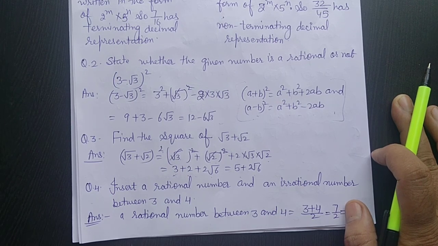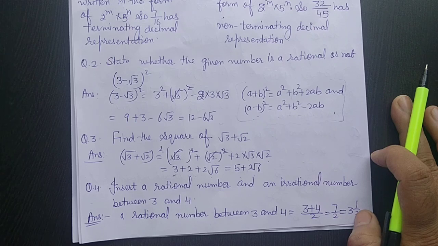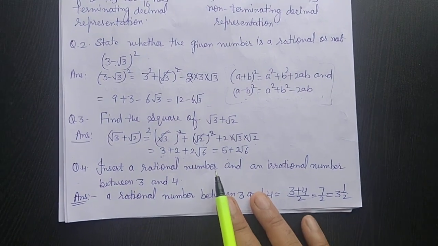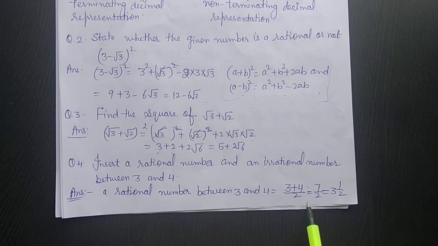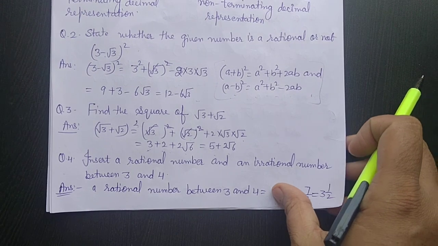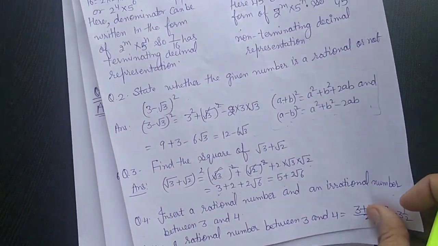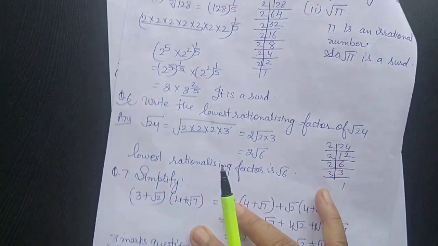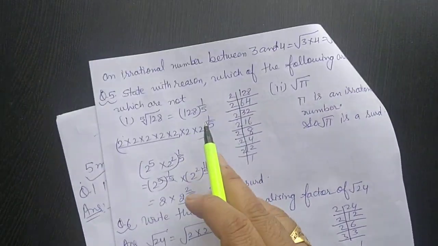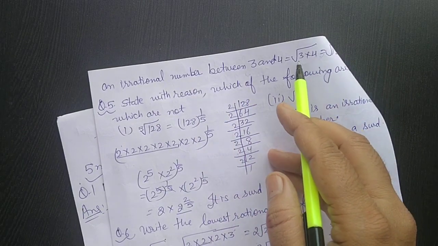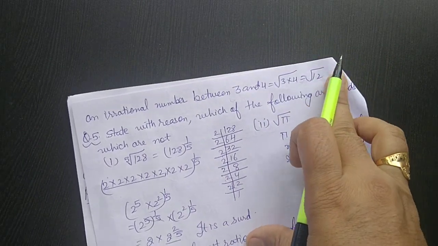The statement can also be changed here. I am just taking the example of 3 and 4. Whenever a question asks you to find a rational number, how will you find it? You just add the 2 numbers and divide by 2. That will give you the rational number. And for an irrational number, you just multiply both numbers and take the square root like this. So the irrational number will be 3 multiplied by 4, 12, square root of 12.